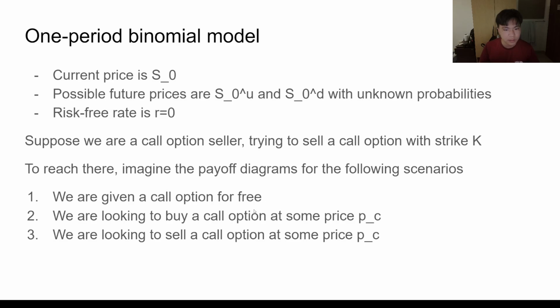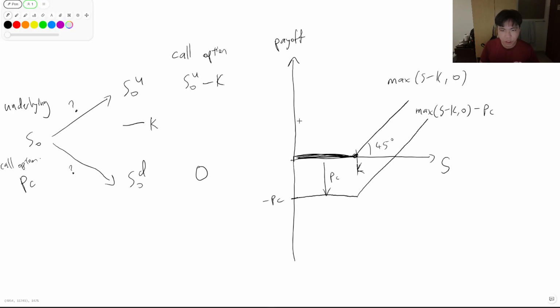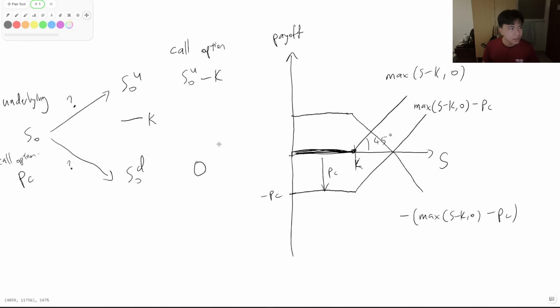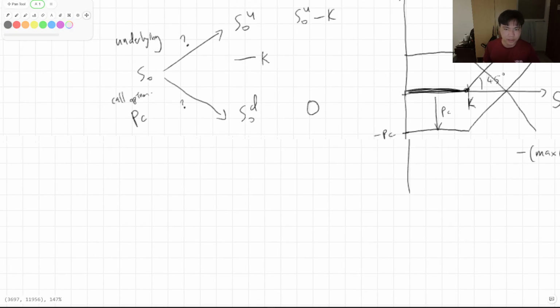Okay, so that's if we are the buyer of the call option. But if we are looking to sell the call option, if we are a seller of the call option and we sold 1 unit, then we just need to invert the graph, right? So let's invert the graph. This is minus max of S minus K, 0 DC. So just the negative of the graph. Okay, so let's focus on the seller graph right now.